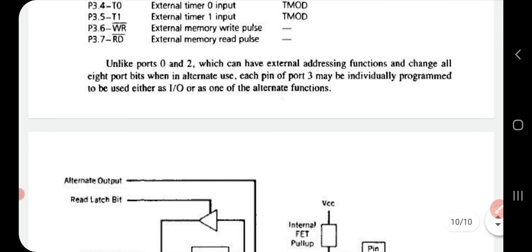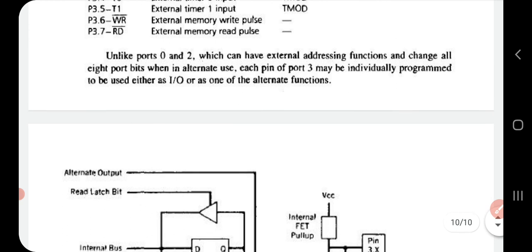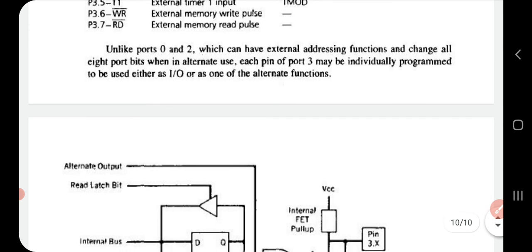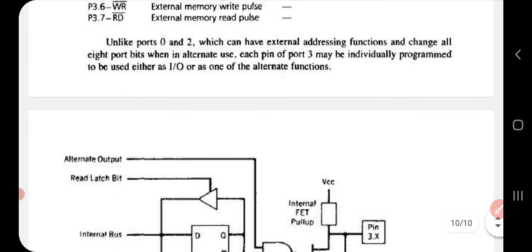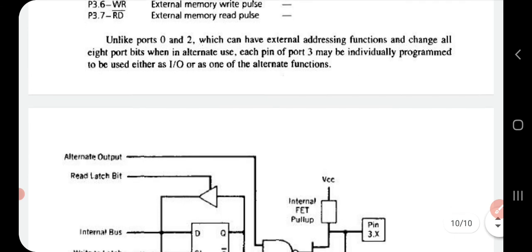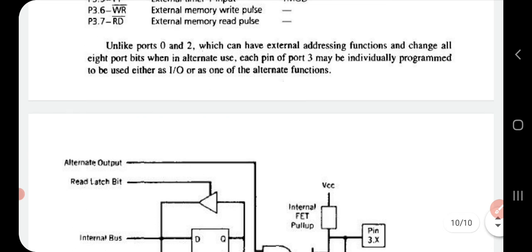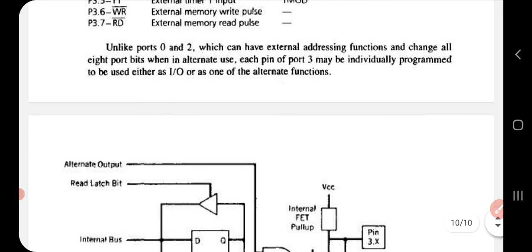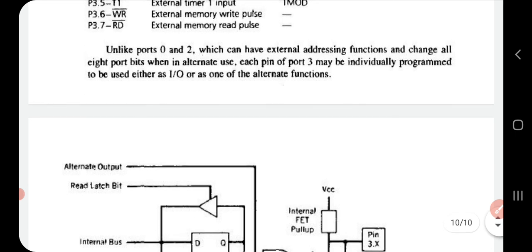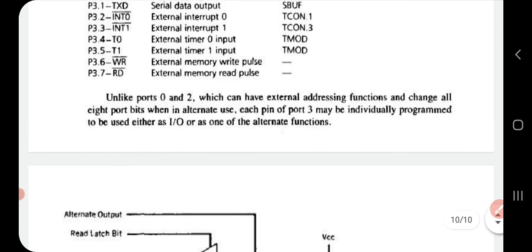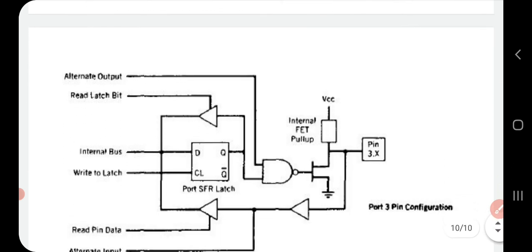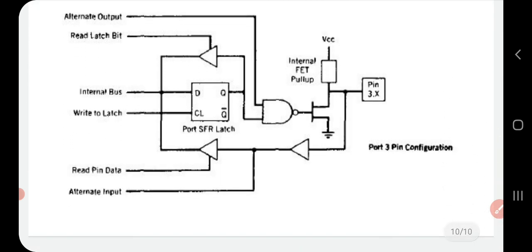So unlike port 0 and 2, which can have external addressing function and can change all 8 port bits when in alternate use, each pin of port 3 can be individually programmed. That is the main highlight: each pin of port 3 can be programmed individually either as input output or as one of the alternate functions tabulated here. This is the pin configuration of port 3.